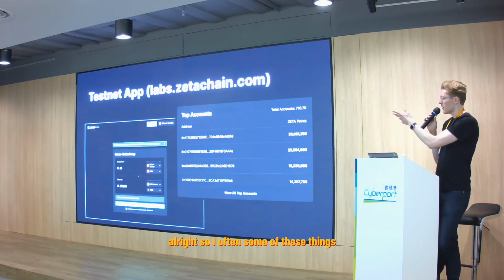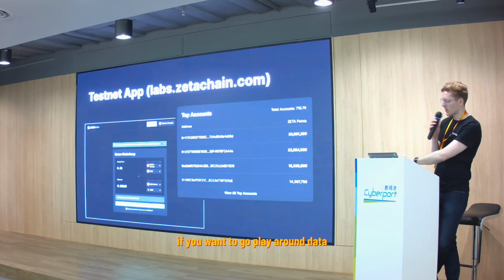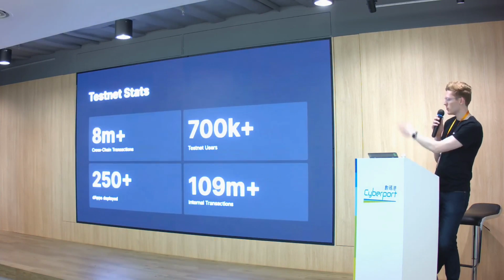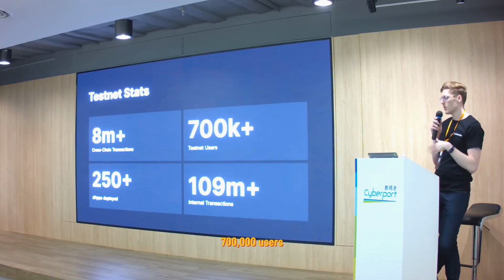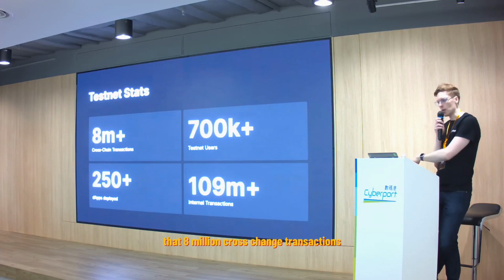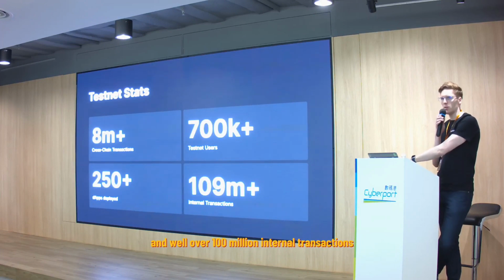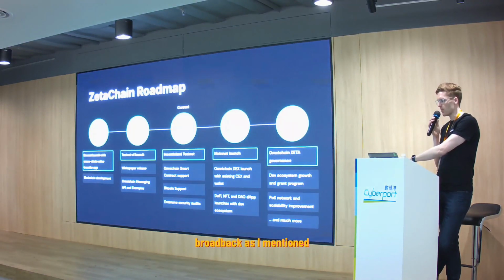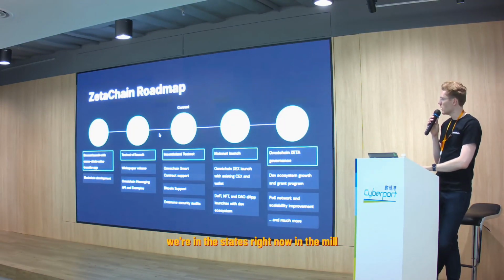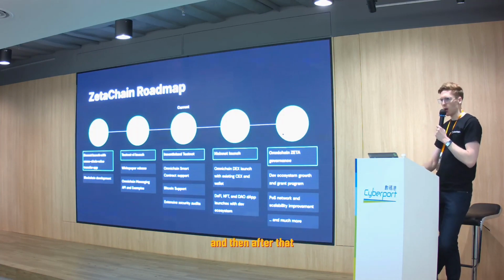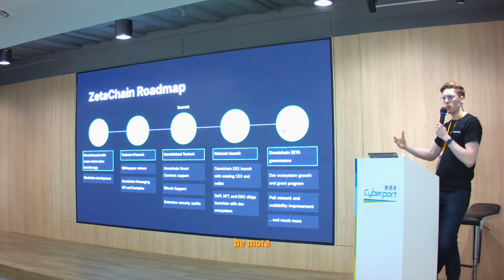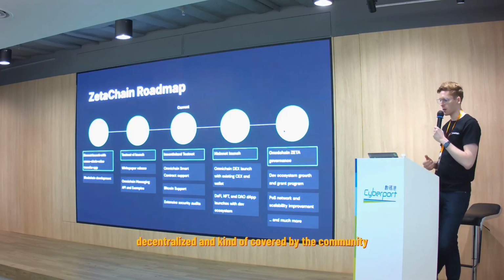All right, so I reference some of these things. If you want to go play around with Zeta, there's labs.zetachain.com. Just some fun stats about us. We've got about 250 DApps deployed on our testnet. We have over 700,000 users. We've had 8 million cross-chain transactions and well over 100 million internal transactions. Roadmap, as I mentioned, we're in this stage right now in the middle, launching an incentivized testnet with mainnet happening later this year. And then after that, we'll obviously take the DAO approach, be more decentralized and governed by the community.